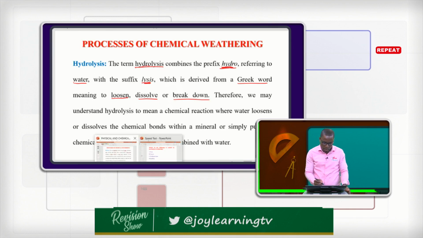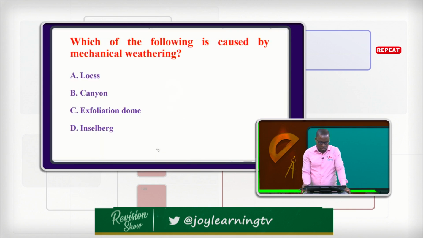Please, your name and where you are calling us from. Please, my name is Cletus, and I'm coming from Bolga. Cletus from Bolga. Wow. Cletus, which of the following is caused by mechanical weathering? A. Loess. B. Canyon. C. Exfoliation dome. And D. Inselberg. Which one is the answer?